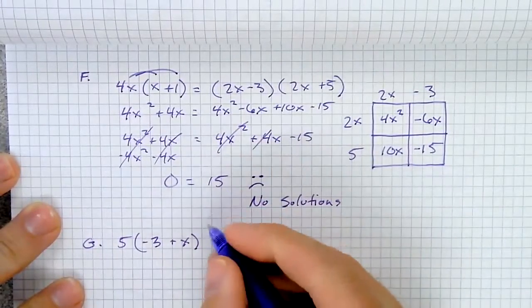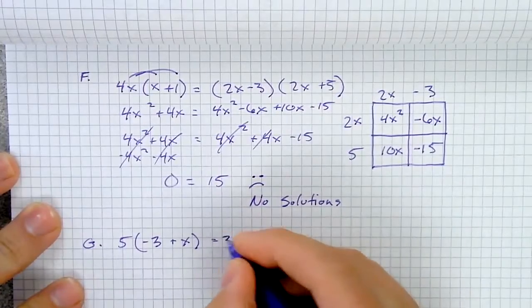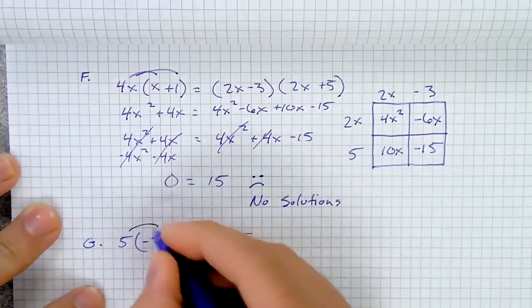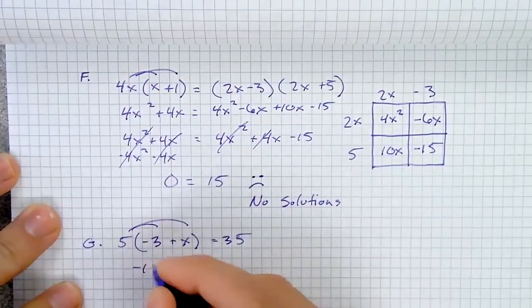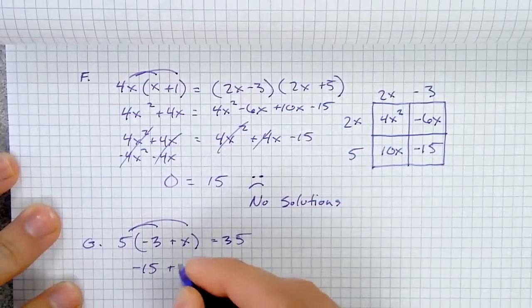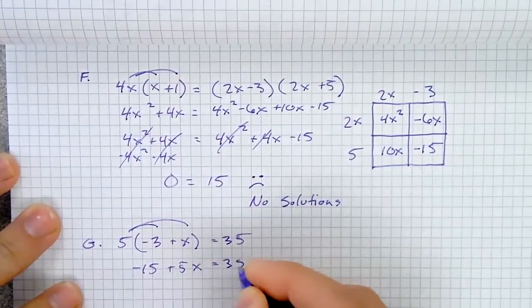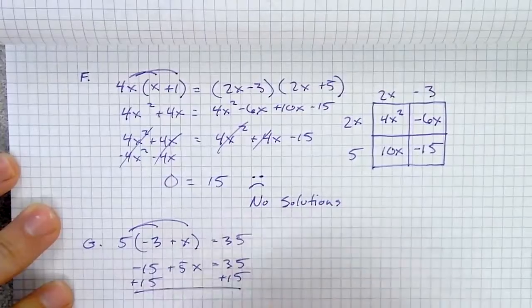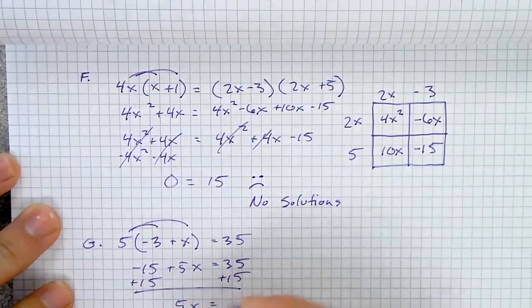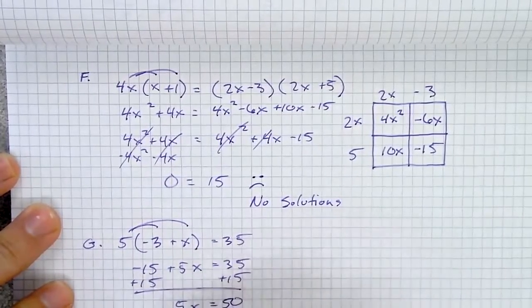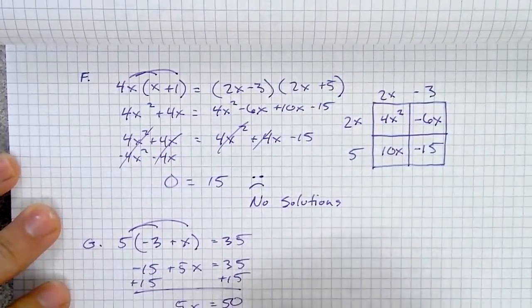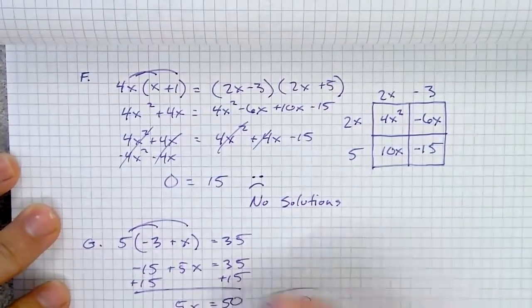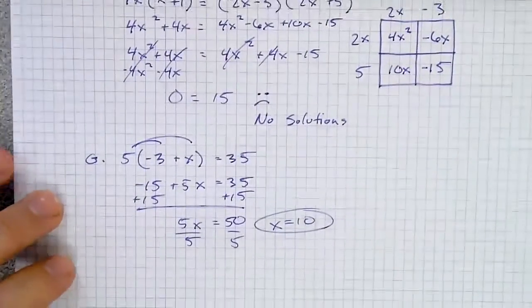Plus x, no, I'm doing that right. Equals 35 for G. Distribute the 5 gives me negative 15 plus 5x equals 35. Add 15. We're solving for x, so I get 5x equals 50. Should give me an answer of 10.